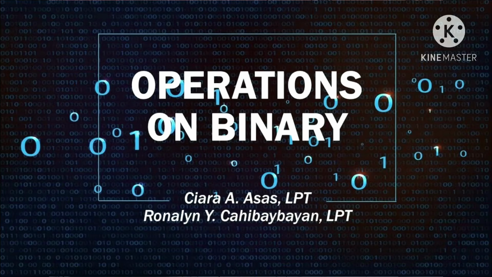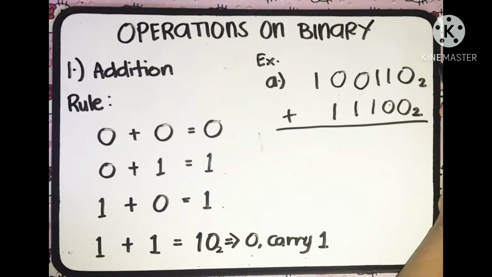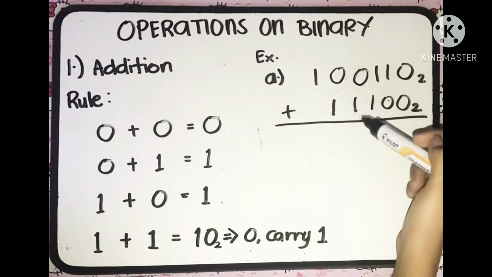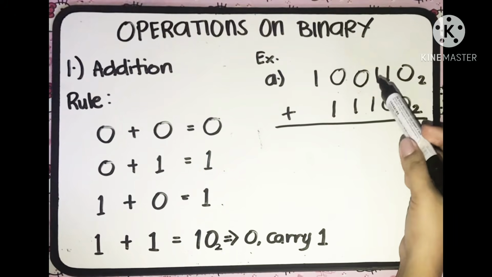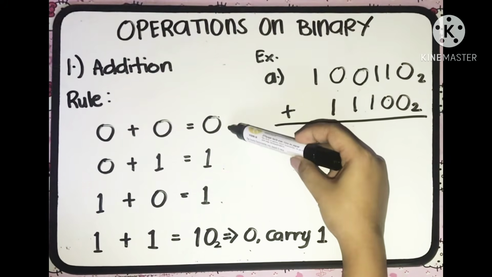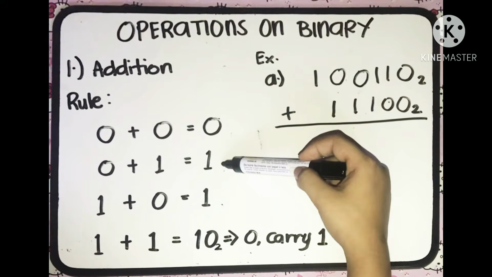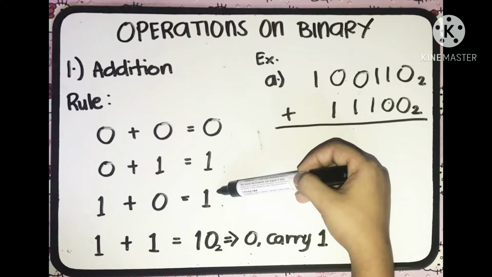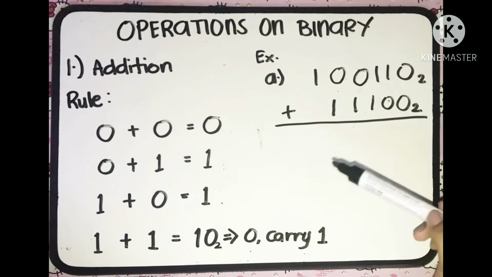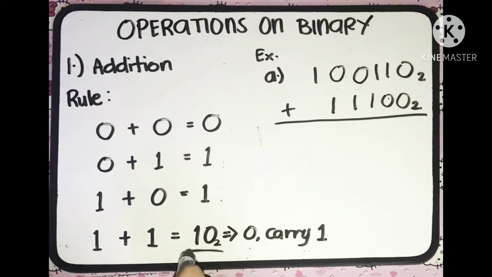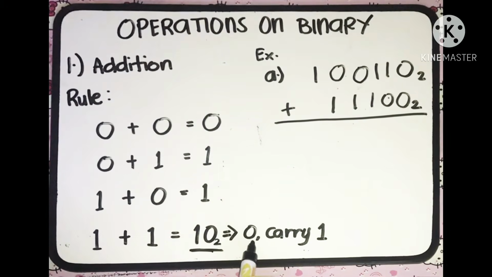Guys, for today's lesson, we'll have operations on binary. So we have 4 operations, but let's proceed first with addition. And we have certain rules to follow in adding binary numbers. So we have 0 plus 0 is equal to 0, 0 plus 1 is equal to 1, 1 plus 0 is equal to 1, and 1 plus 1 is equal to 1, 0, in which when we write it, when we solve, it will be 0 carry 1.